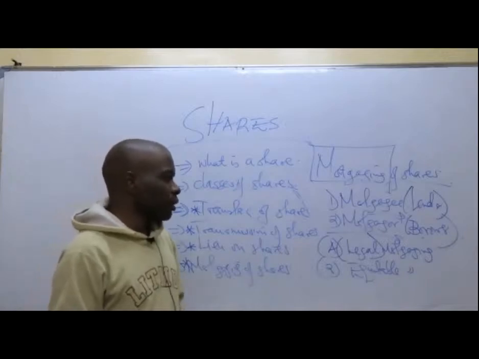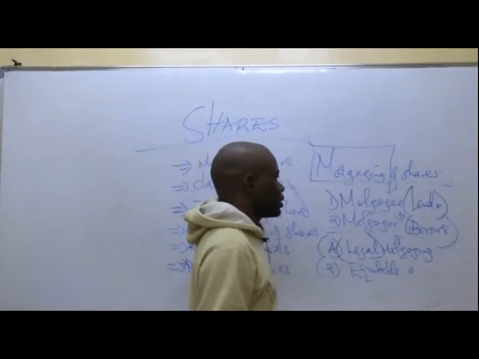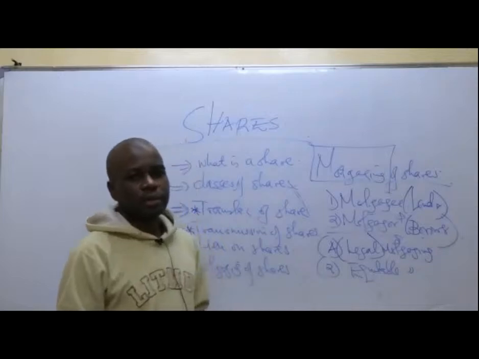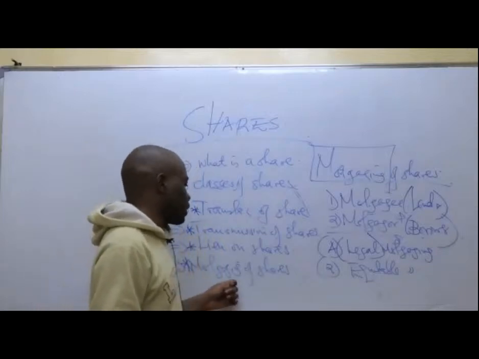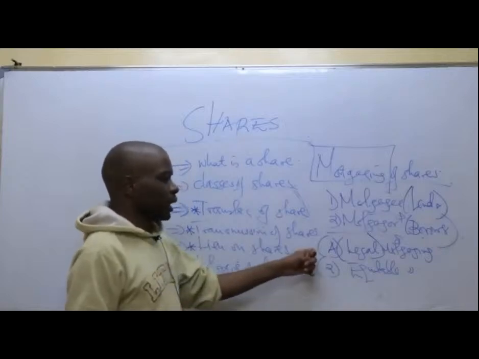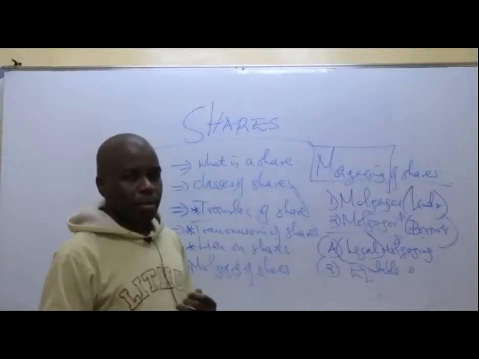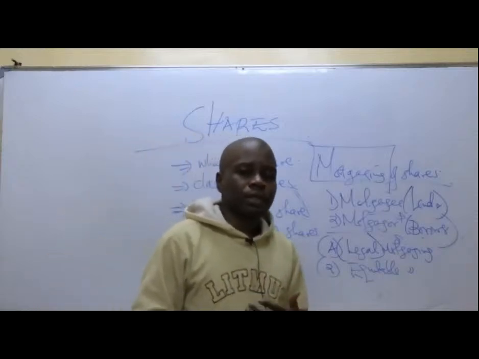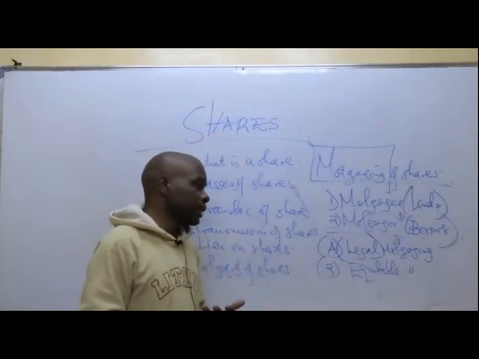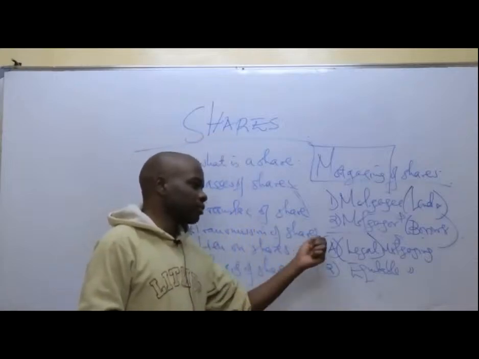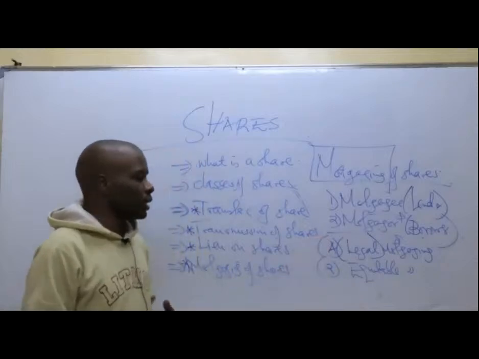So you can see that, if you remember very well, we said that one of the ways through which a person can become a member of a company is through what we call mortgaging of shares. So in this case, under legal mortgaging, this lender will become a member of the company because the shares have completely been transferred to him as the lender. Until this borrower is able to pay off the loan, that's when the shares will revert back to the borrower.